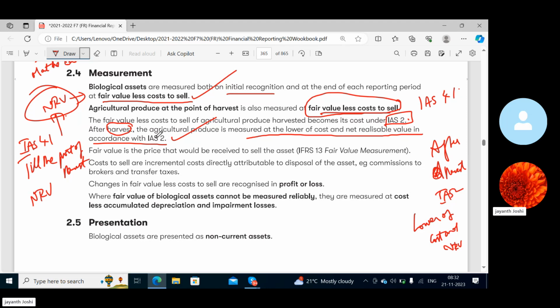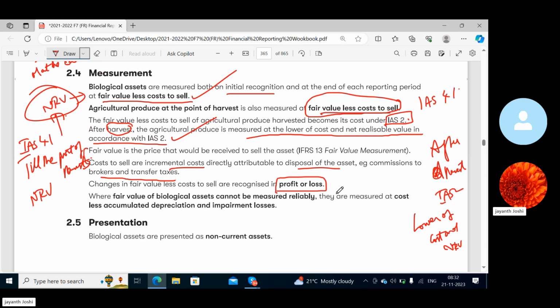Fair value is the price that market participants are ready to pay you if you sell the asset. Costs to sell are incremental costs directly attributable to disposal of the asset, for example commission to brokers and transfer taxes. I already told you, cost to sell is nothing but the cost of disposal. So from fair value, if you remove the cost of disposal, you get NRV.